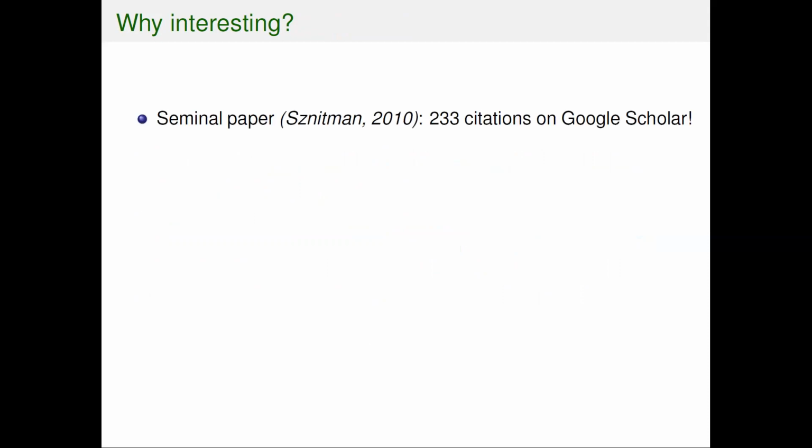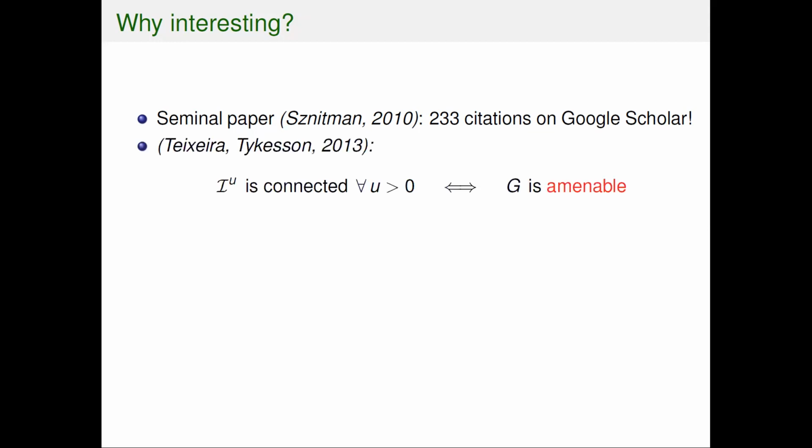So, for example, the seminal paper of Sznitman has 233 citations. So there are a couple of us working in this field. We call ourselves the interlacement community, that I'm a proud member of. And here's maybe a result that might get you excited. It's a result by Teixeira and Johan Tykesson from 2013. This is going to be a characterization of amenability using random interlacements.